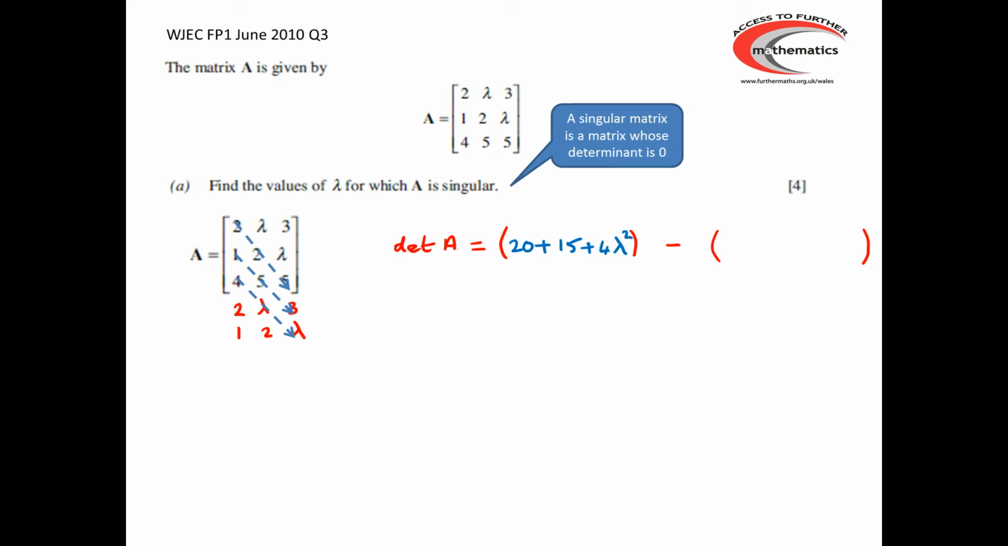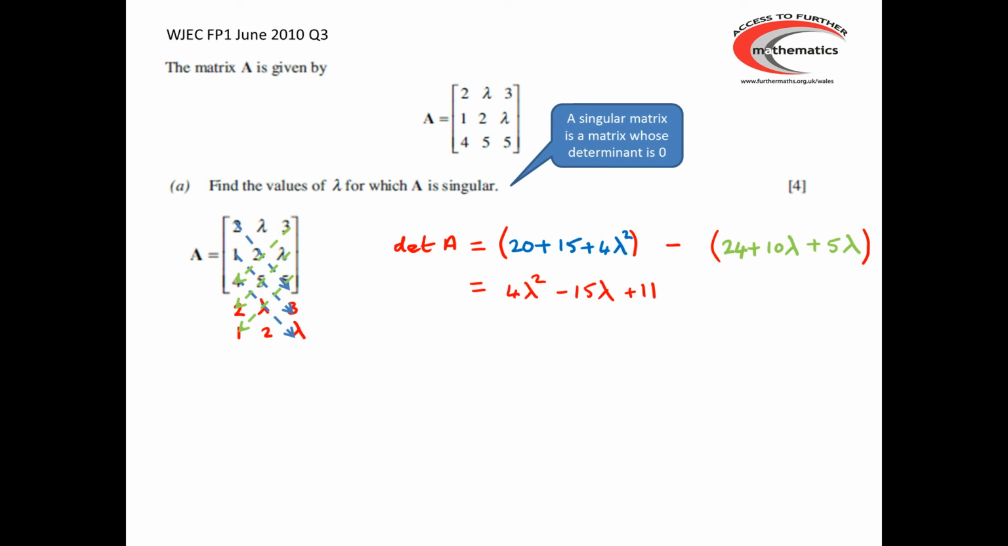And then taking the diagonals from top right to bottom left, the first one is 3 times 2 times 4, which is 24. The second one is lambda times 5 times 2, which is 10 lambda. And then finally, the third diagonal is 5 times lambda times 1, which is 5 lambda. So there's my expression for the determinant of A, which we can simplify to 4 lambda squared minus 15 lambda plus 11.